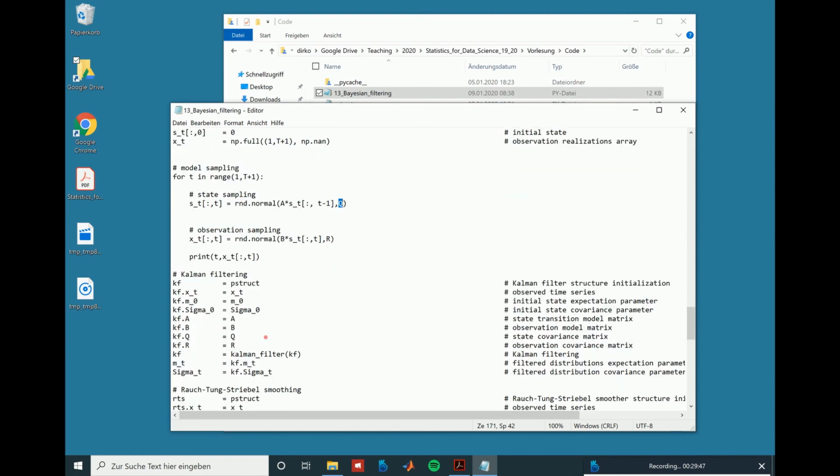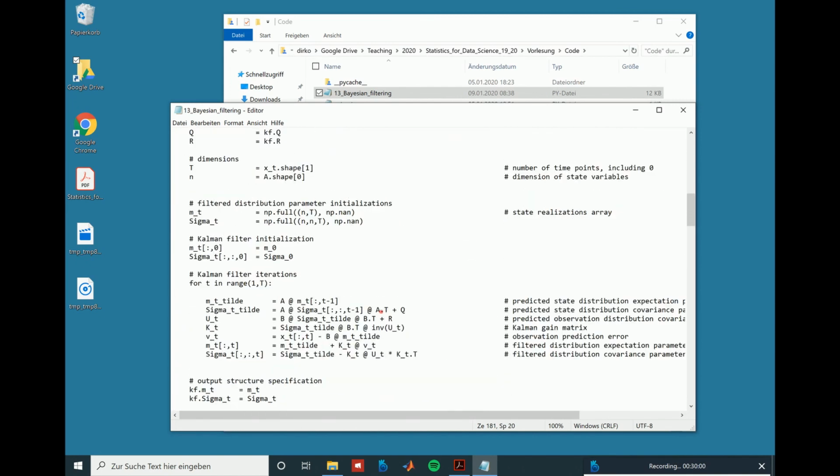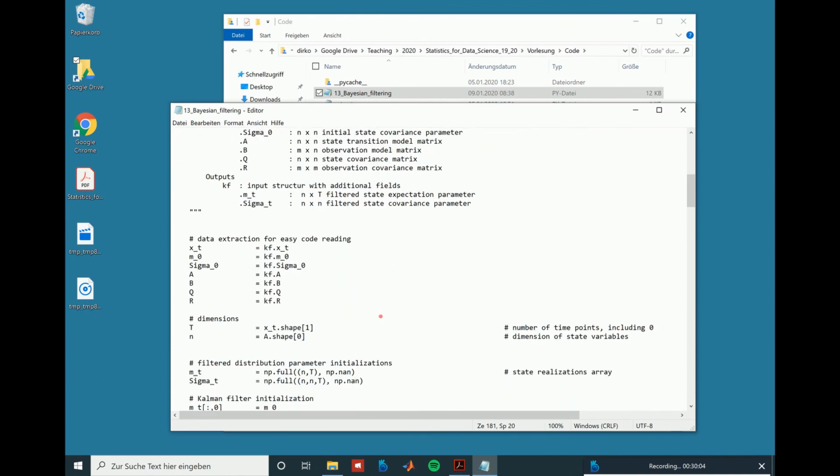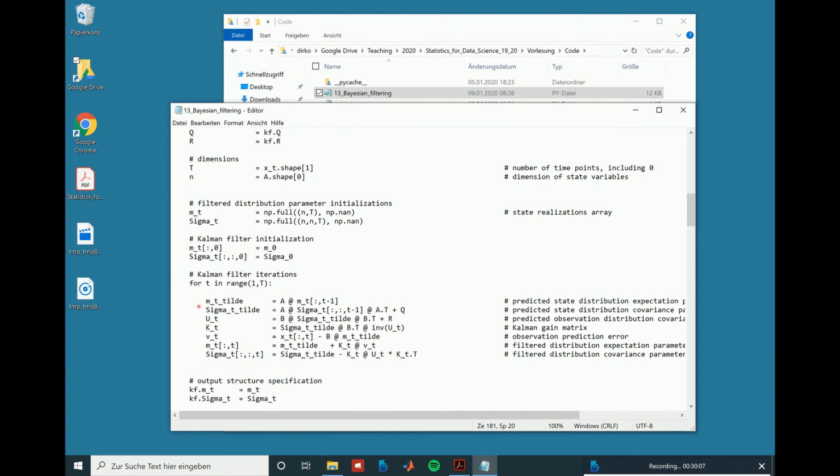And then for filtering, here is first the Kalman filter. The Kalman filter needs these parameters, of course, and it needs the data. And then Kalman filtering comes down to implementing the Kalman filter equations. So I compute this m tilde, the sigma tilde, u_t, the Kalman gain, v_t, everything according to the equations.